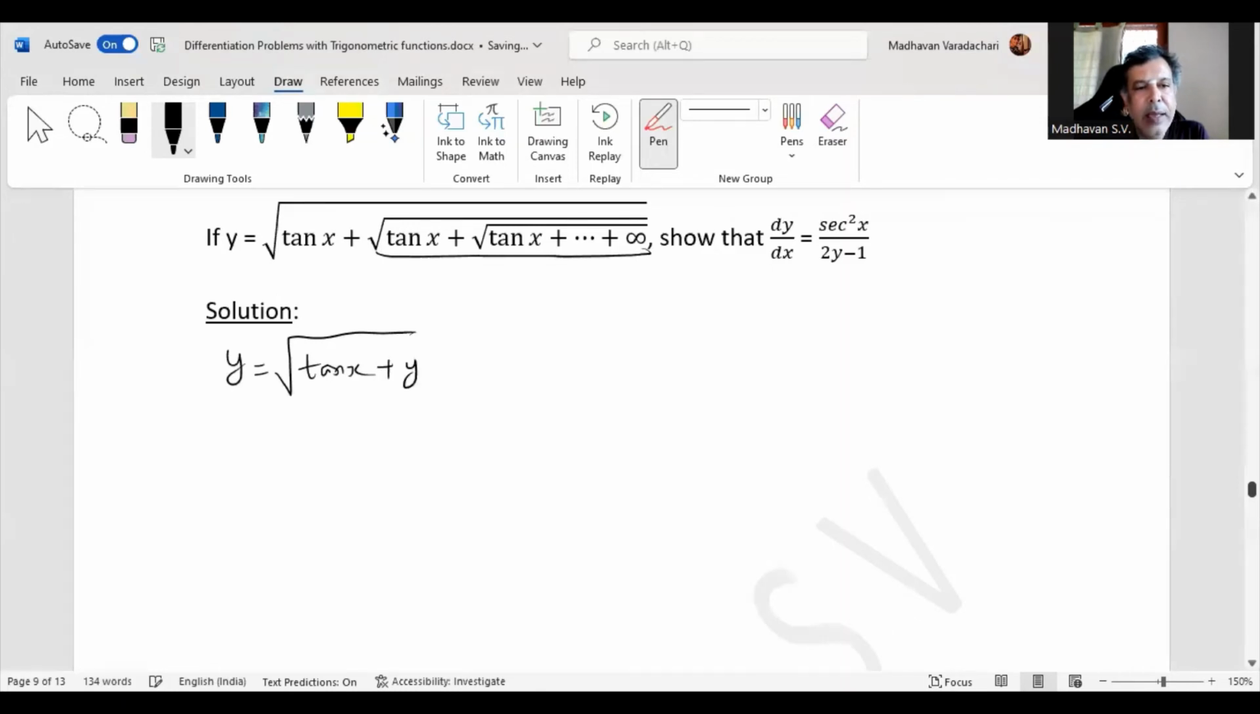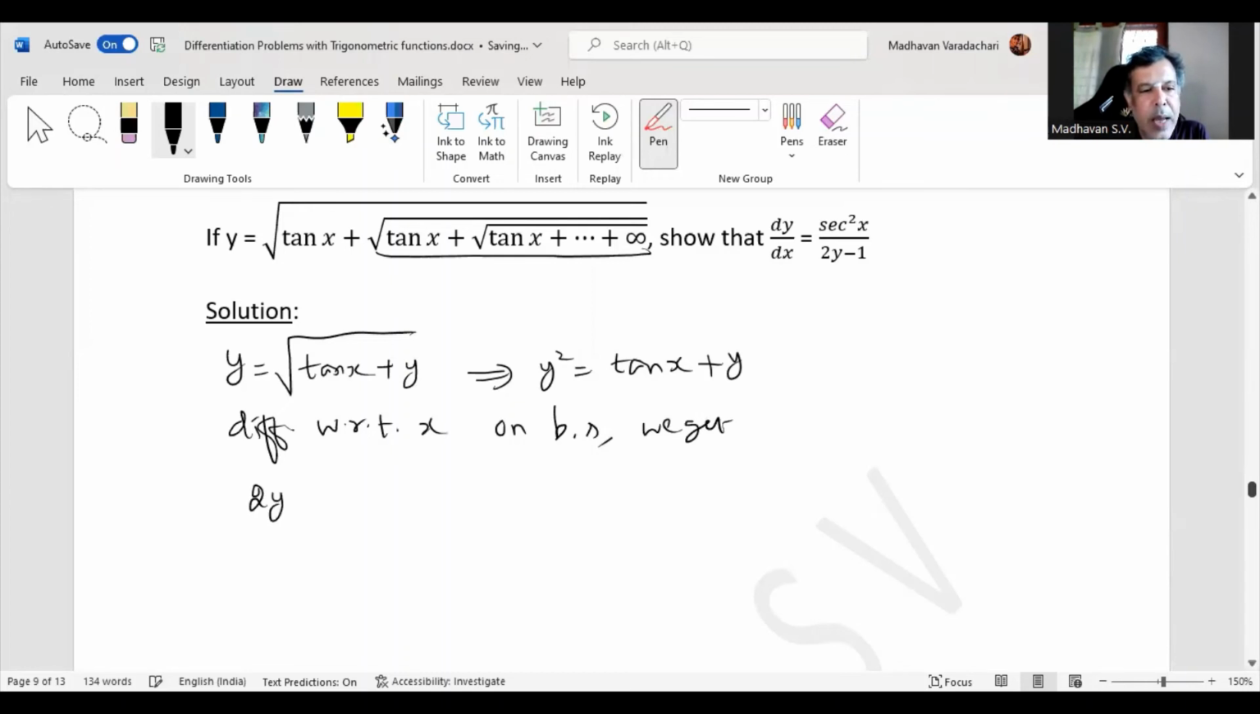So plus y I can write, which means our y square is nothing but tan x plus y. Now differentiating with respect to x on both sides, we get, if I differentiate y square, it is 2y times dy by dx. And if I differentiate tan x, it is secant square of x. And if I differentiate y, it is dy by dx.